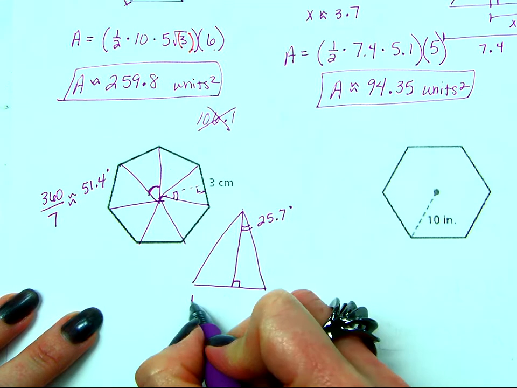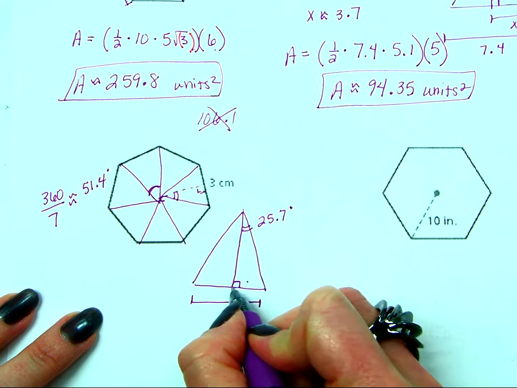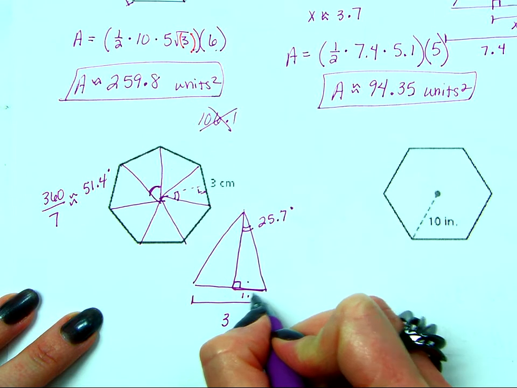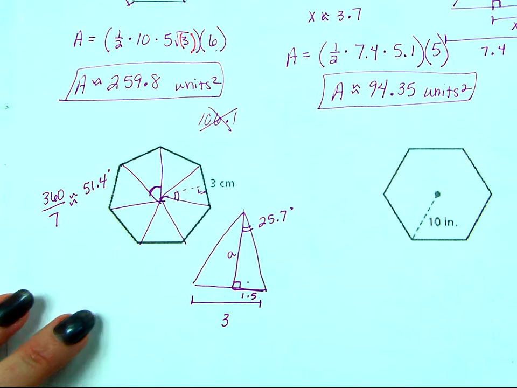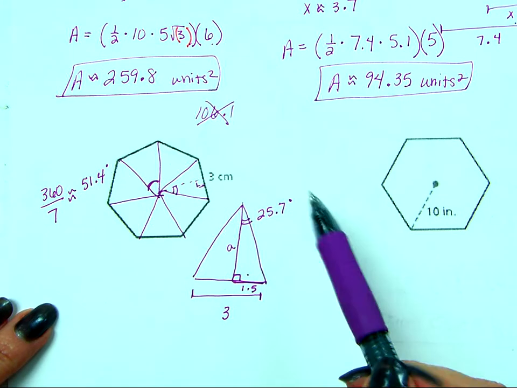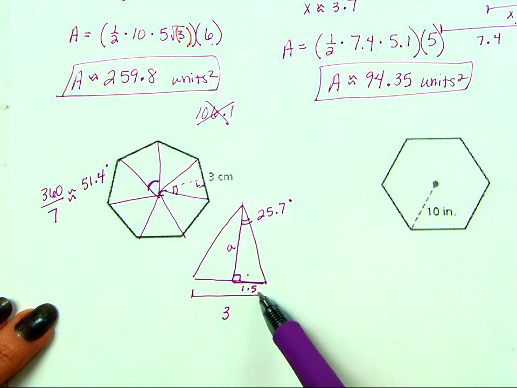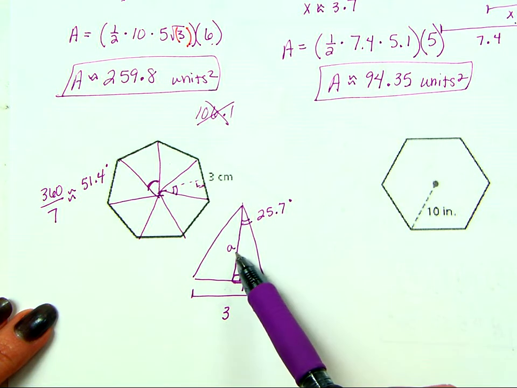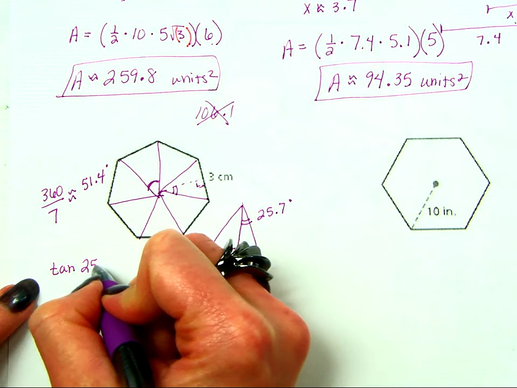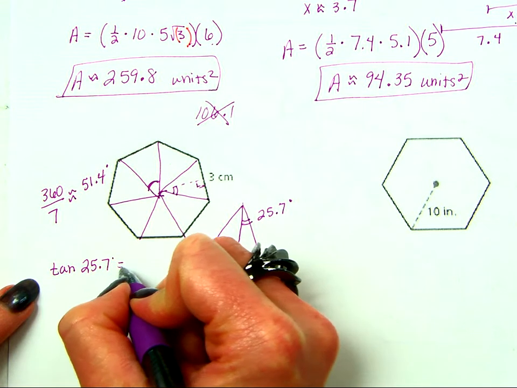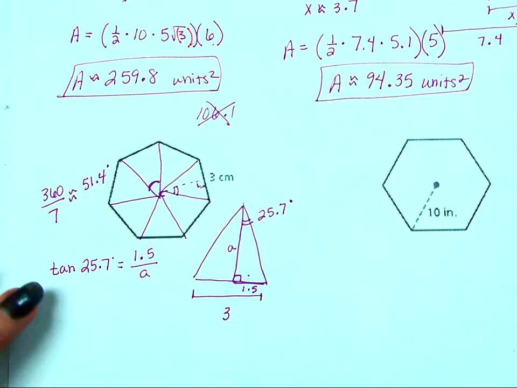Now we know that this base is given as 3, which really means on my right triangle, this segment here is going to be 1.5. We need to figure out what our apothem is. Well, again, I can use SOHCAHTOA or my trig. I have opposite. This time I'm looking for adjacent. So when I set this up, it's just going to be slightly different. My opposite is 1.5. My adjacent is A.